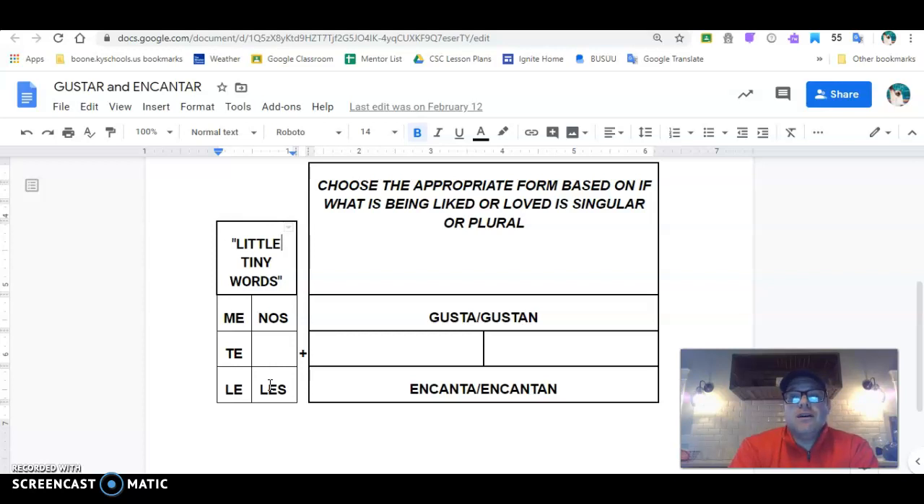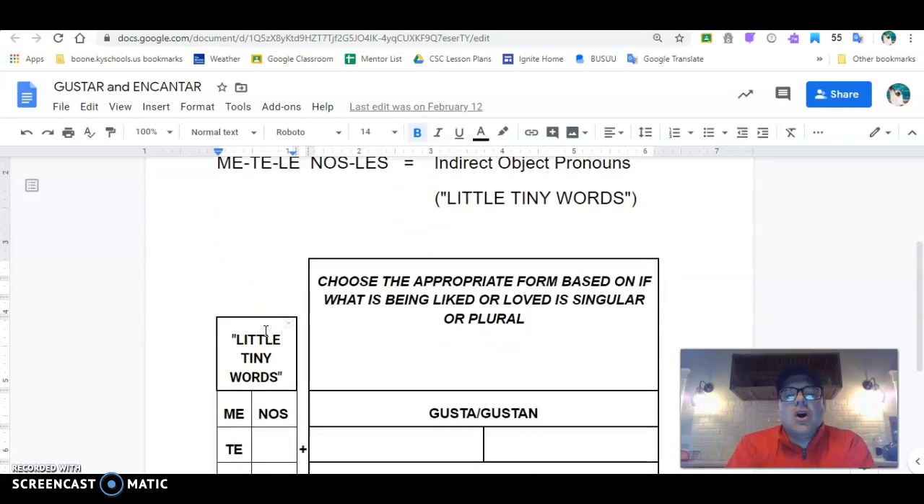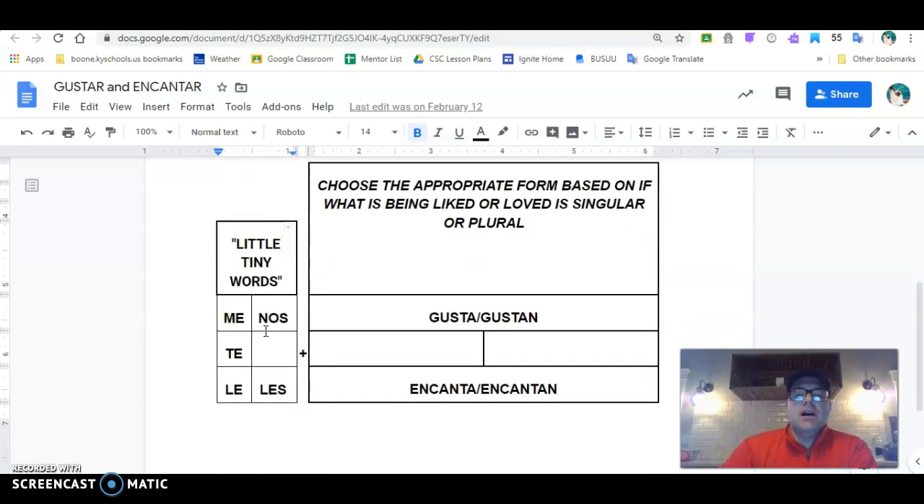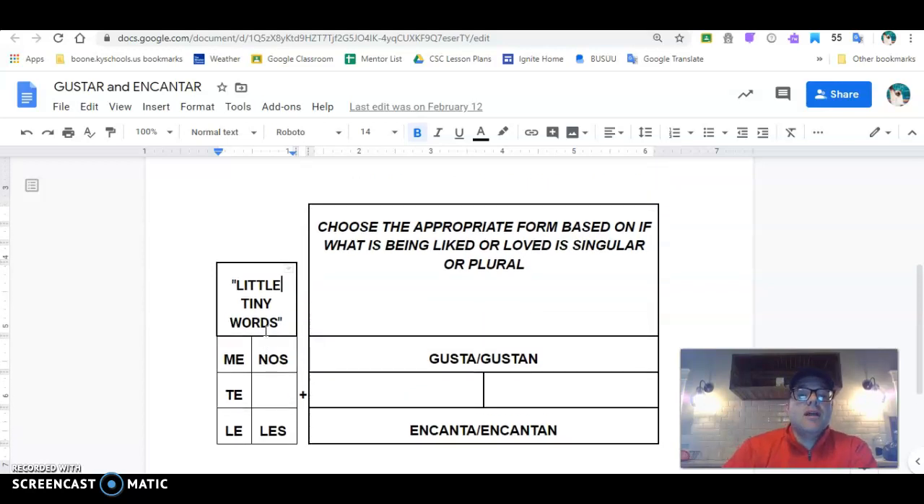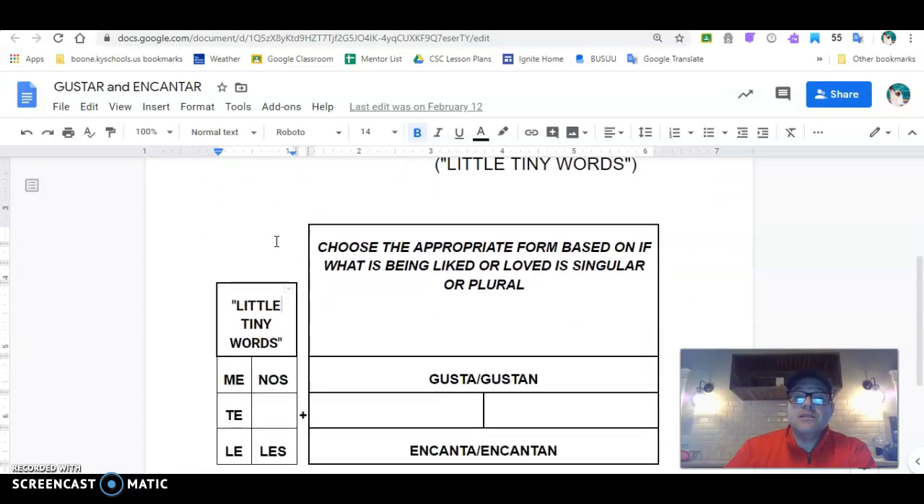Additionally, we could have los estudiantes, definitely something that is plural, okay? Les would be our little tiny word that would show up in front of our conjugations of gustar or encantar. Now, we have not actually talked about the conjugation of gustar or encantar, okay? But everyone should be happy to know that there are only two conjugations of gustar and two conjugations of encantar in the present tense, okay?